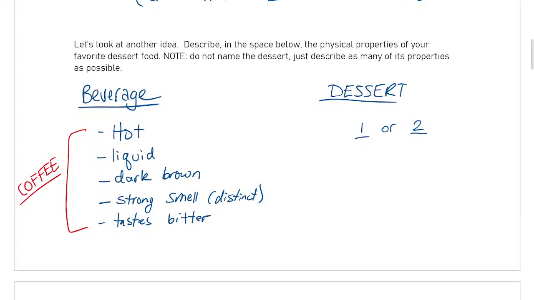So if someone's willing, pause the video and do that again. And we'll just see, this is to help you understand the power of describing properties. So pause the video, go ahead and do that, and then come back.